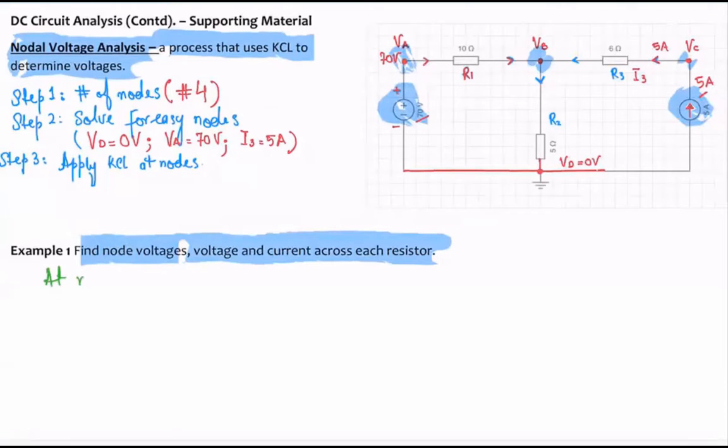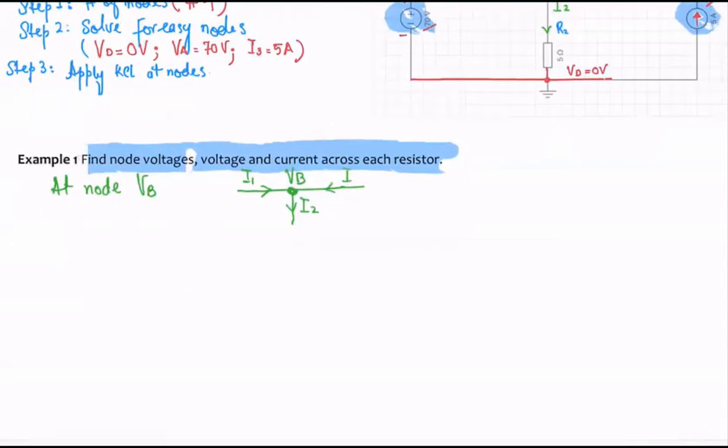Okay, at node VB. Okay, this is my VB. The current flowing across R1 is, I'm going to say, I1. So you have I1 over here. The current flowing through R2 right here, I'm going to say I2. So this will be I2 over here, correct? And then you also have current coming into this node, which I have already labeled as I3. Okay, so this is going to be I3.